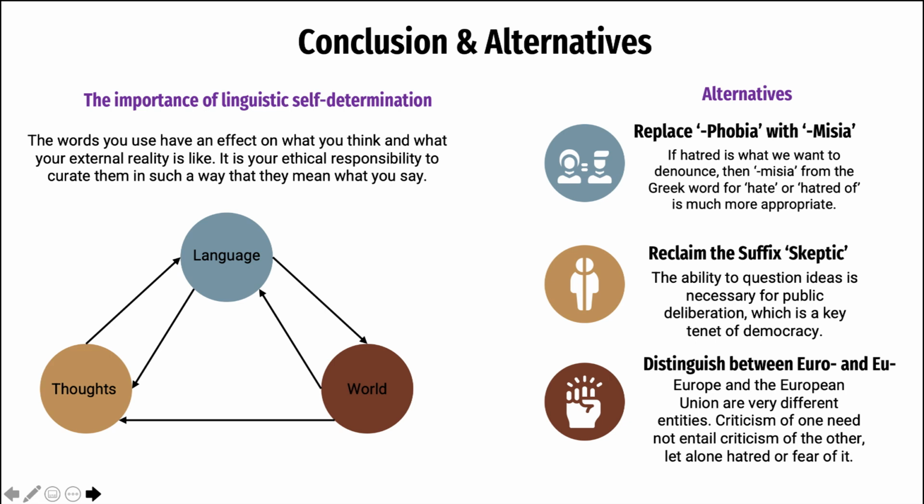Second, let's reclaim the suffix skeptic. The ability to question ideas is not only a possibility, but is actually a necessity for public deliberation, which is in turn a key aspect of democracy. We cannot have a democratic society unless we are not only allowed to, but actually encouraged to discuss ideas that can be legitimately criticized. And finally, number three, let us distinguish between the prefixes Euro and EU, respectively. Europe and the European Union are very different entities. Criticism of one need not entail criticism of the other, let alone hatred or fear of it.